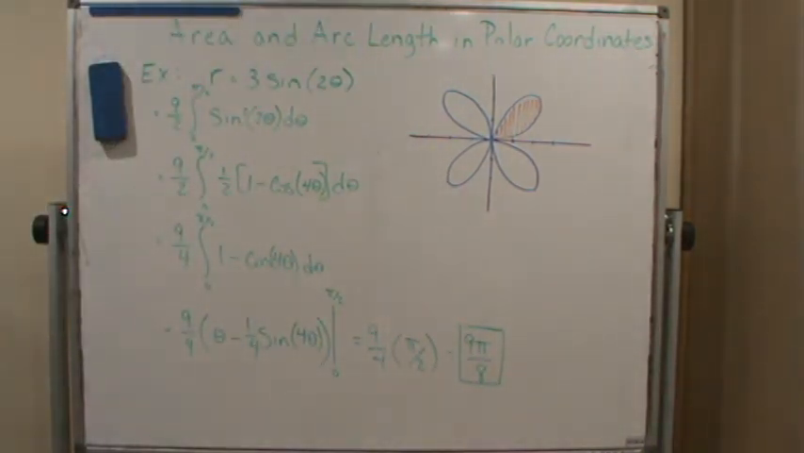And that is the exact value. So the area that I get is 9 pi over 8 square units.